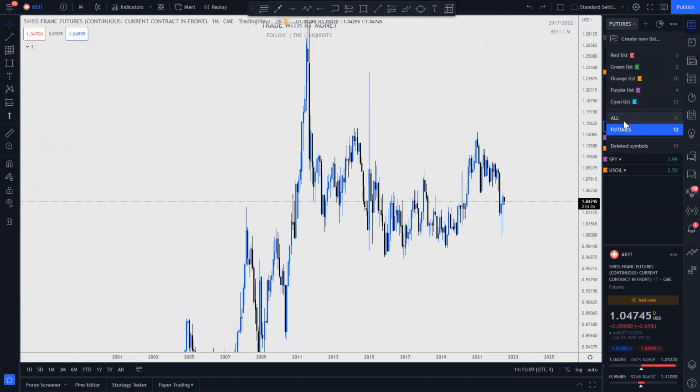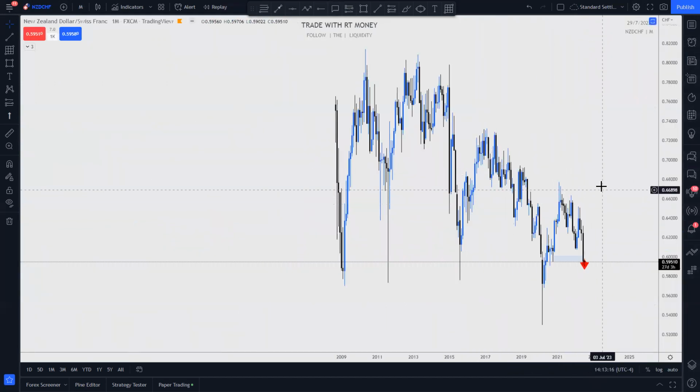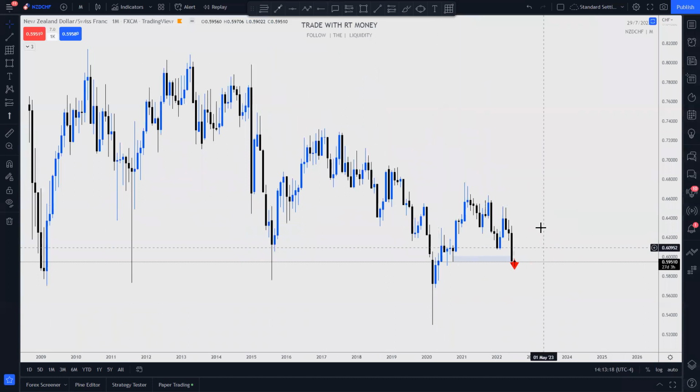That's important. So we're looking at NZD Swiss, right? And I already gave you the RT money meter. And what do you see here?